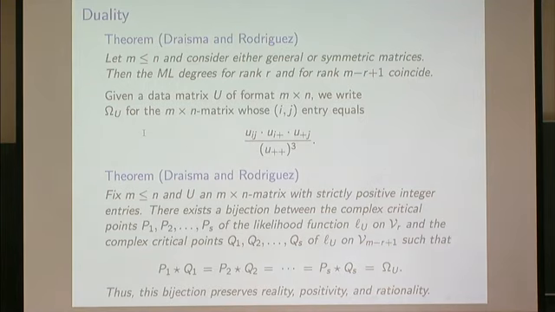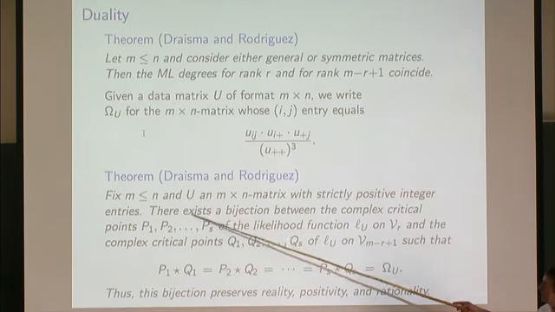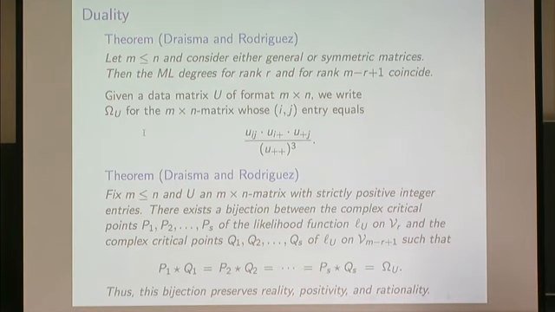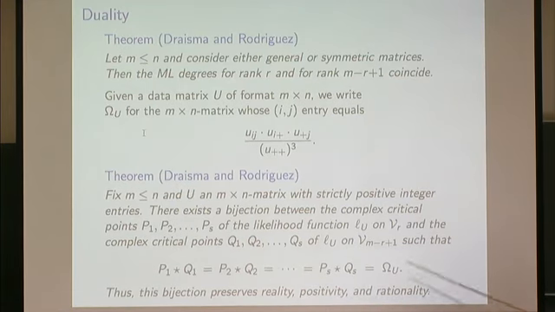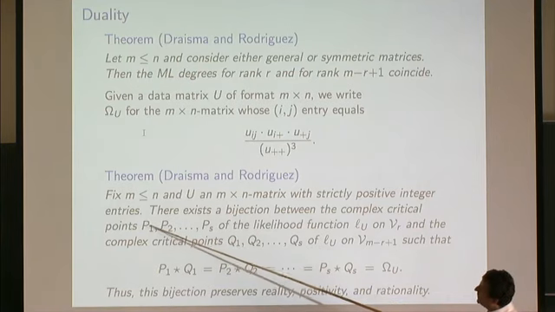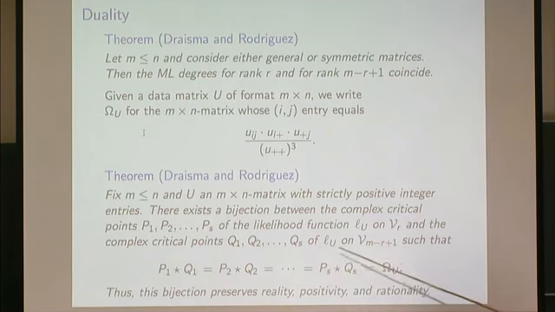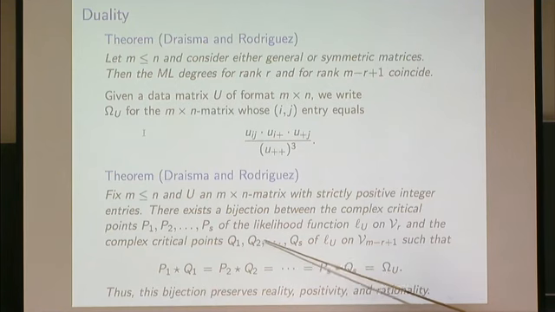The theorem says the following. Suppose I have strictly positive data. Every possible outcome occurs. No pregnant males. Then there is a bijection between the complex critical points of the likelihood function on the rank r model. I can label the complex critical points P1, P2, up to PS. And on the other model, the rank m minus r plus 1 model, I can label them Q1, Q2, up to QS, same S, such that the following holds.